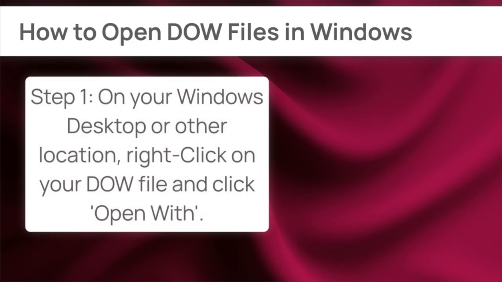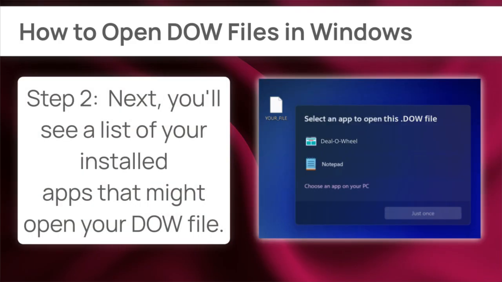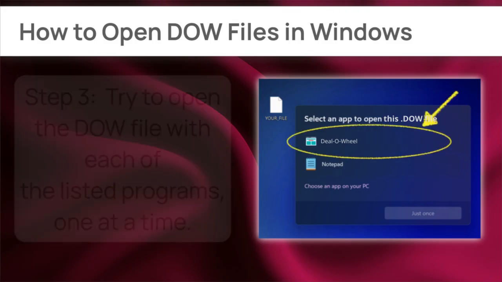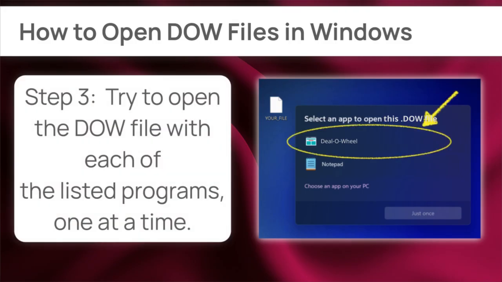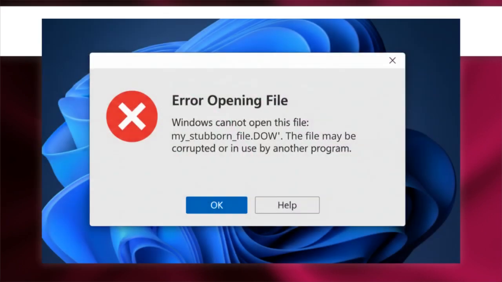Your first troubleshooting move: right-click your DOW file and select Open With. See if DOW Wheel is available and test it. If it is not visible, select a different program. Testing multiple openers is standard practice. If your DOW file still refuses to open, stay calm.